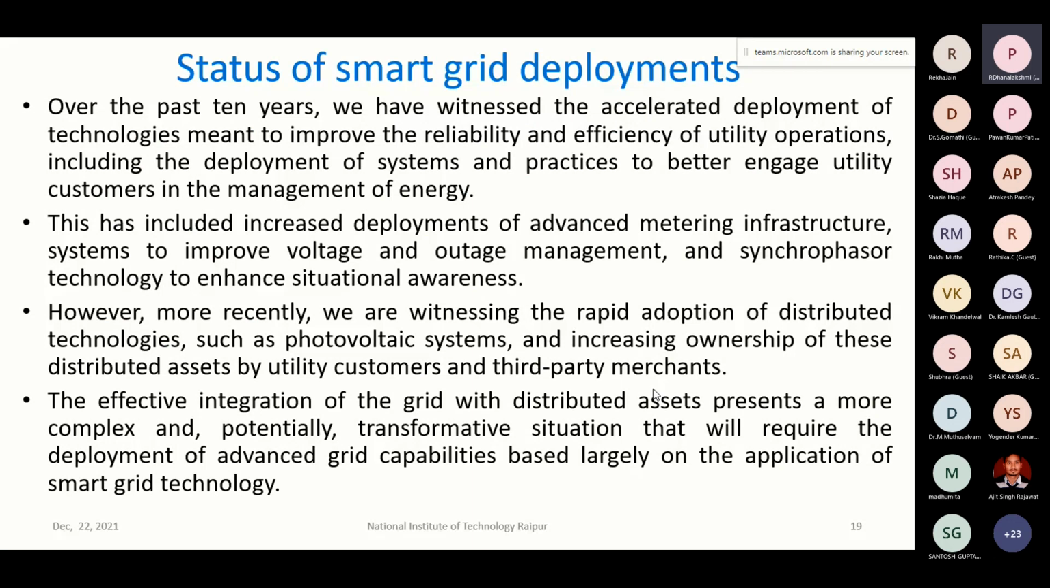We have all seen in our state electricity boards that various deployments of advanced metering infrastructure are already going on. This is particularly to improve the voltage and outage management system, and synchrophasor technologies are being utilized to have overall situational awareness of the power system at large. And with rapid adoption of various DGs such as photovoltaic, wind-based DGs, biomass, or mini and micro hydro power plants, all these are increasing the partnership of private parties, which are developing these DGs to be integrated to the power system network with the utility grid. And they are considered to be the third party merchants.